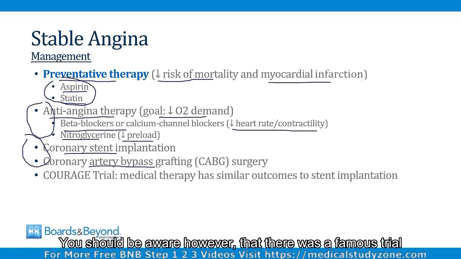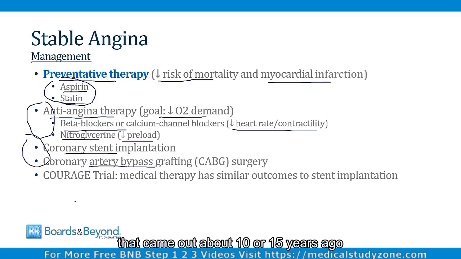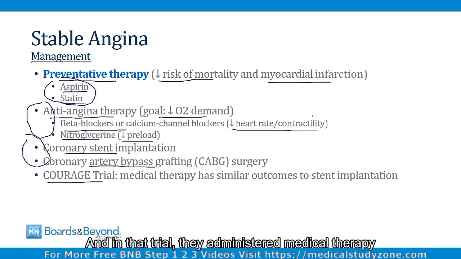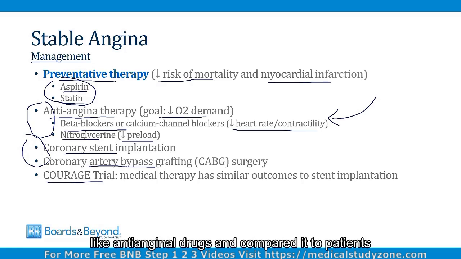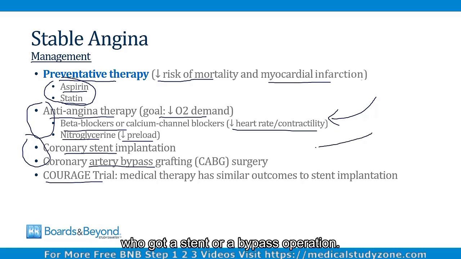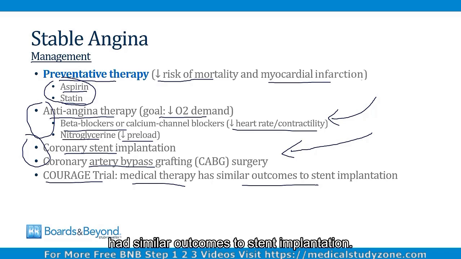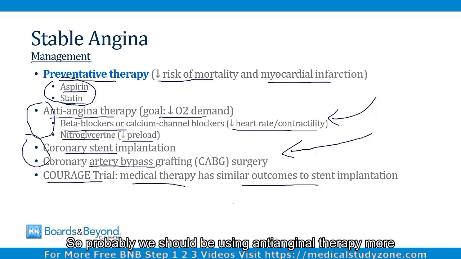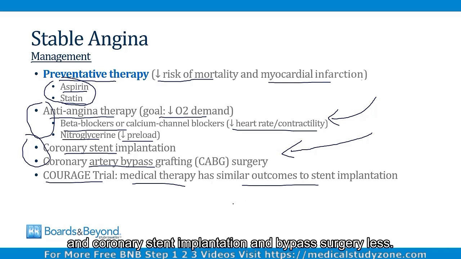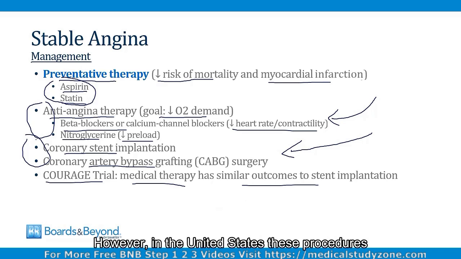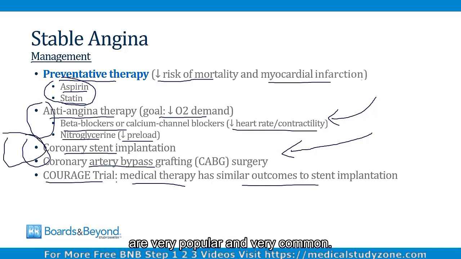You should be aware, however, that there was a famous trial that came out about 10 or 15 years ago called the COURAGE trial, and in that trial, they administered medical therapy like anti-anginal drugs and compared it to patients who got a stent or a bypass operation. And that trial showed that medical therapy had similar outcomes to stent implantation. So probably we should be using anti-anginal therapy more and coronary stent implantation and bypass surgery less. However, in the United States, these procedures are very popular and very common.